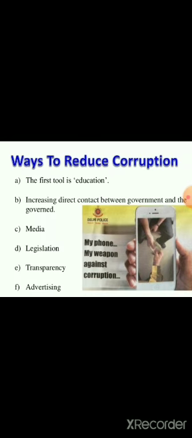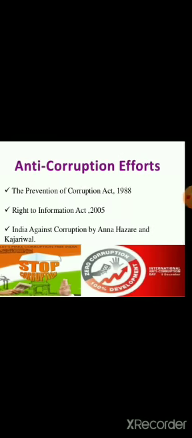Now, the ways to reduce corruption. The first tool is education. Second one, increasing direct contact between the government and the governed. Third one, media, and fourth one, legislation and transparency, advertising. These are all the ways to reduce corruption.